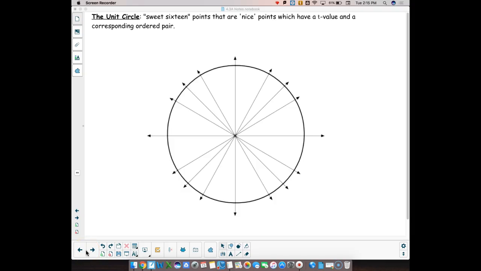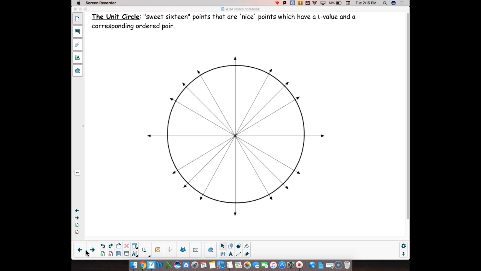So, what I'd like to do now is develop the unit circle. Remember, the unit circle is the circle centered at the origin with a radius of 1. So it's 1 unit, hence the name unit circle. It's 1 unit out from the origin. Okay? There are 16 nice points that are going to be on the unit circle that we're going to use a lot in terms of their degree and radian measures, and then their corresponding x and y values.